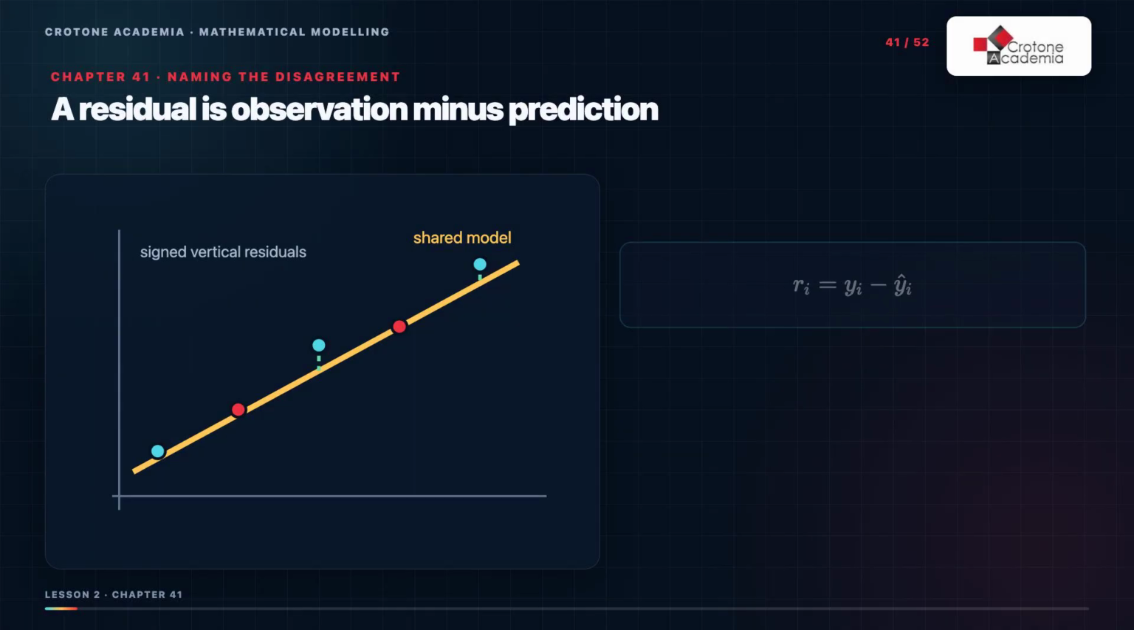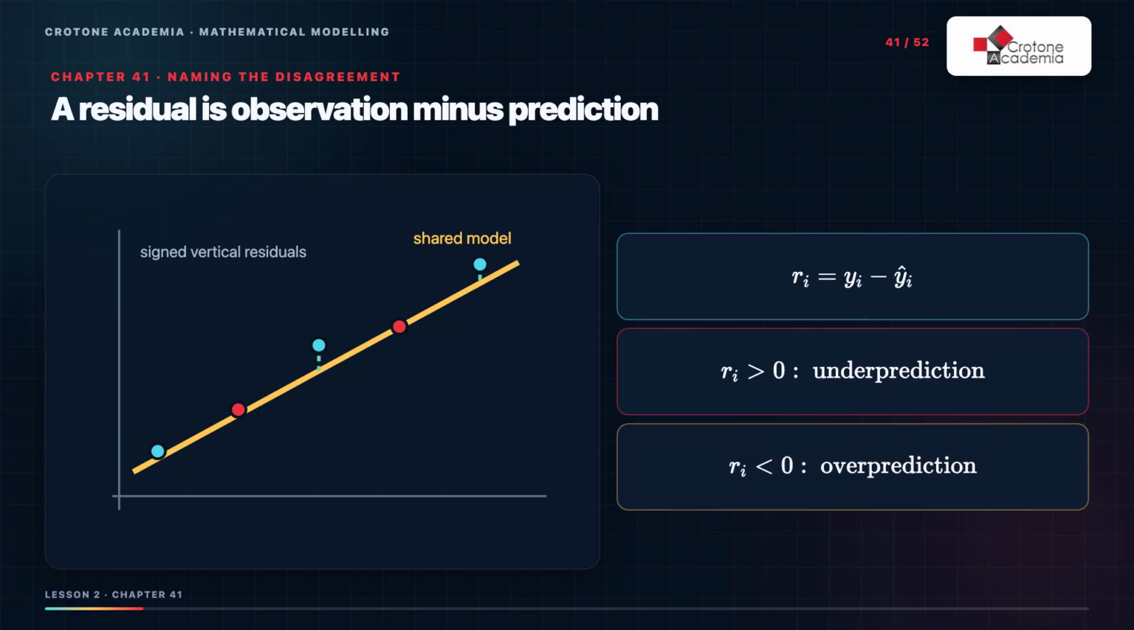We now name the disagreement. The residual for observation i is r_i equals y_i minus y hat_i. A zero residual means an exact match. A positive residual means the observation lies above the prediction, so the model underpredicts. A negative residual means the observation lies below the prediction, so the model overpredicts. The sign convention matters. For example, if y is 7 and y hat is 6.5, the residual is positive 0.5.